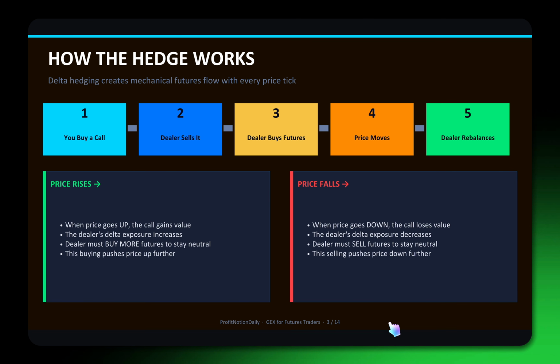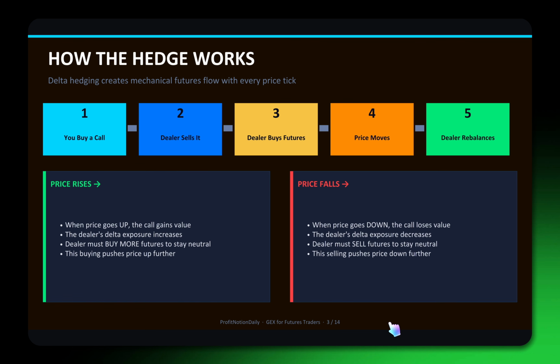The whole idea with hedging is that you buy a call, the dealer sells it to you, and then they will also buy futures, right? You buy a call because you think something's going to go up, dealer sells it to you, but then they also buy futures to hedge, to make sure that they're moving with you. And then as the price moves, they will rebalance, right? Buy and sell. As price rises, the call gains value, so the dealer has an increase in exposure, and he has to buy more futures to stay neutral, right? And so this helps push price up further.